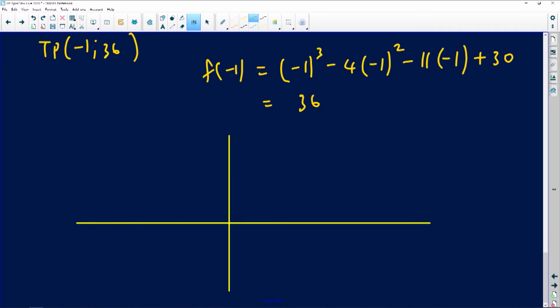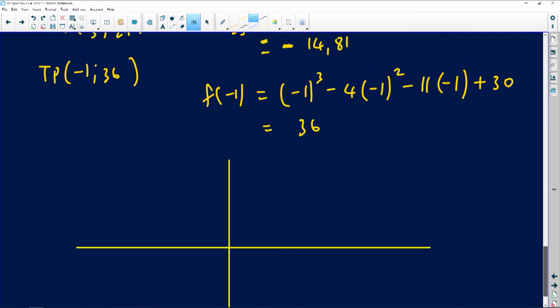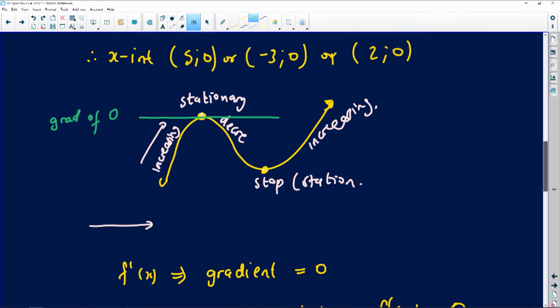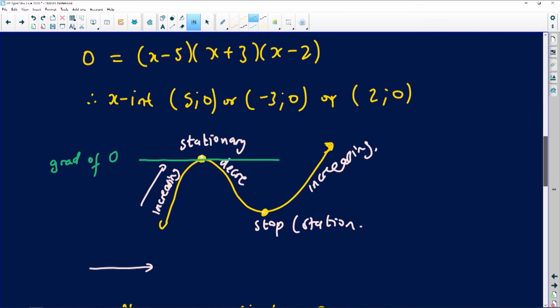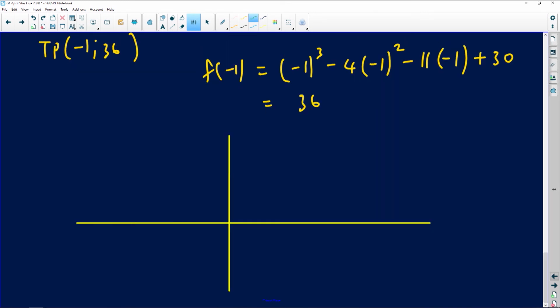Now we need to plot the points that are important. We know that the graph is going to cut the x-axis at a couple of places. The first ones that we found were 5, 2, and minus 3. So 5, 2, and minus 3. Those are the x-intercepts. One is 5, one is 2, one is minus 3. This is where it's passing on the x-axis.